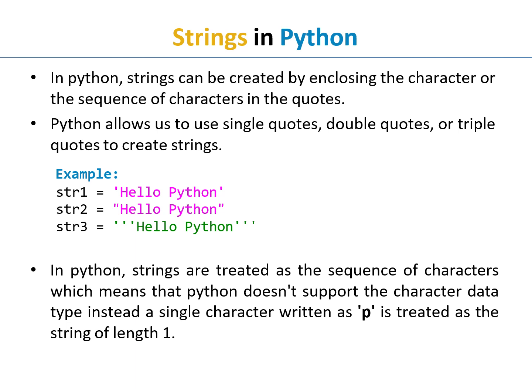In Python, strings are treated as a sequence of characters, which means Python does not support a character data type. Instead, a single character written as 'P' is treated as a string of length 1.